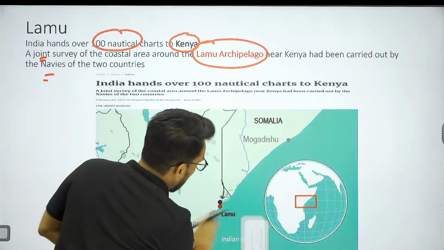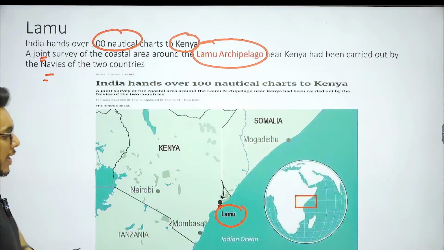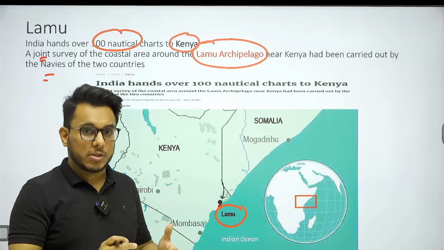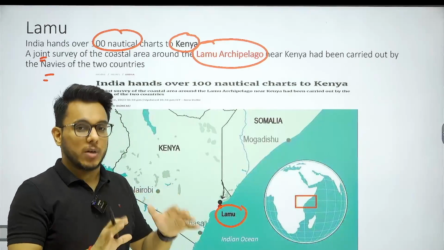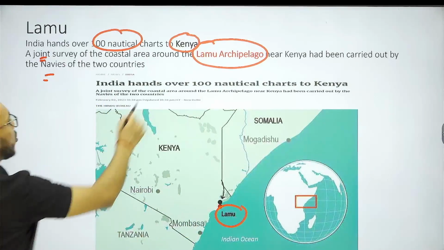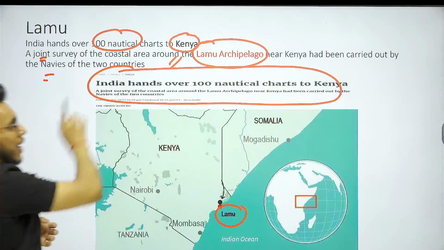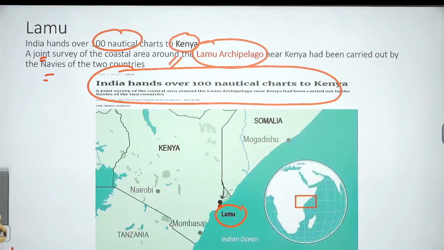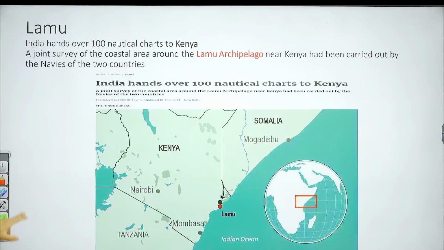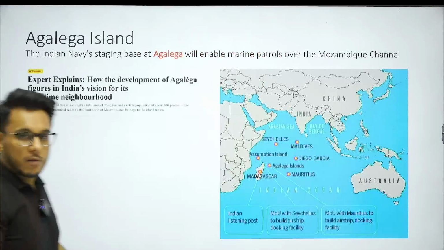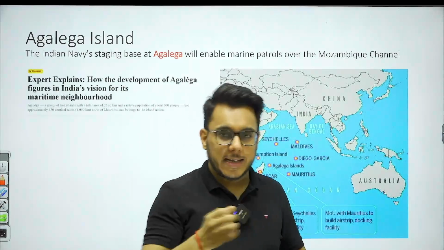So, where is this Lamu archipelago? If it comes that the Lamu archipelago was in news, the Lamu archipelago belongs to Kenya. And recently, an exploration exercise was done by the navies of India and Kenya. Fine. Now, moving to the next entry.